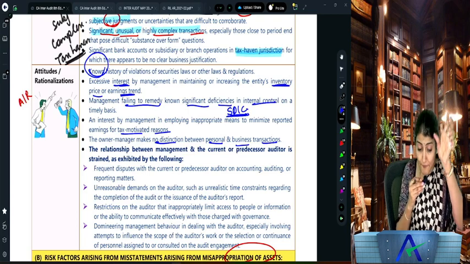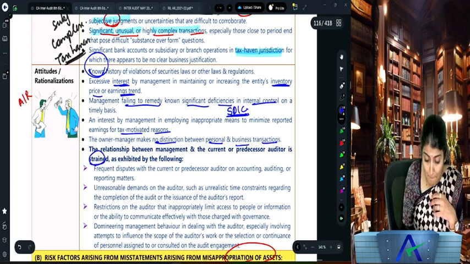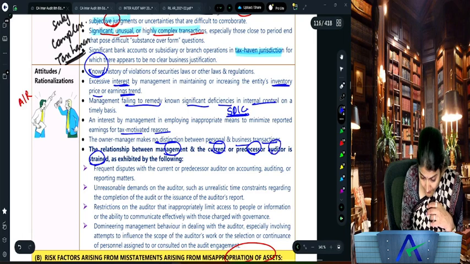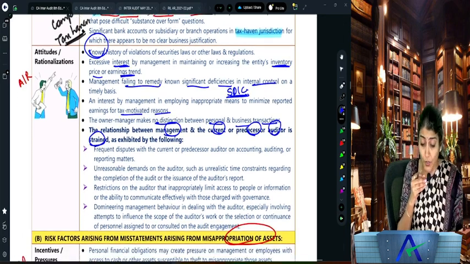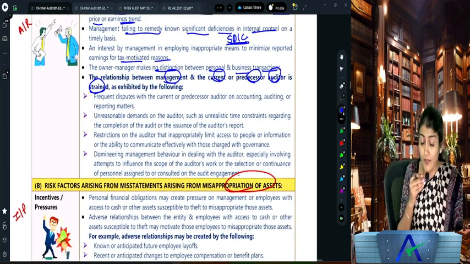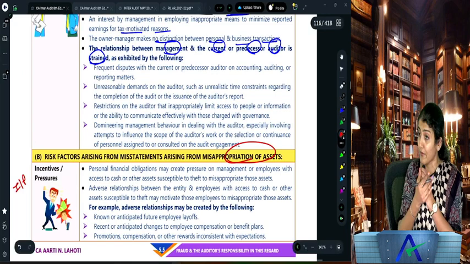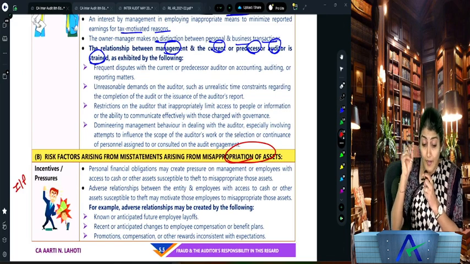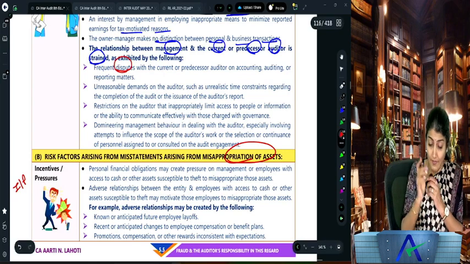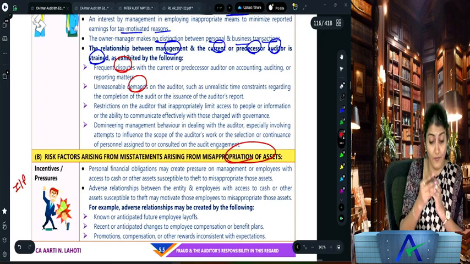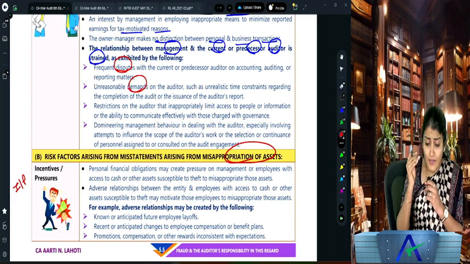Obviously, this will be reflected in the strained relationship between the management and the auditors. Right? The strained relationship, right? So there is a lot of tension going on between the auditors and the management of the company. They are fighting like cats and dogs. You understand what they are doing? Catching each other's collars. So there are frequent disputes. Then there are unreasonable demands on the auditor. What are they telling the auditor? Oh my God, poor auditor.